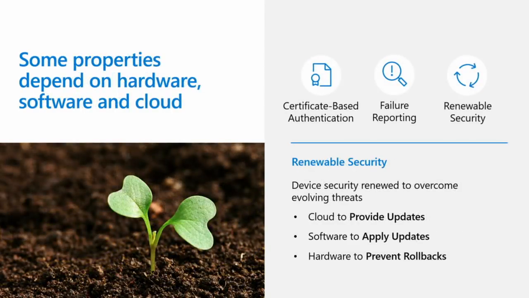So last, some of these properties depend upon hardware, software, and the cloud. So as an example here, we think about renewable security. What does that mean? It simply means that we know attacks are going to happen. We know exploits can be found. Does an IoT device have the ability to update its software remotely and securely? And this requires cloud to provide the updates, software to apply that update, and hardware to prevent rollback attacks.